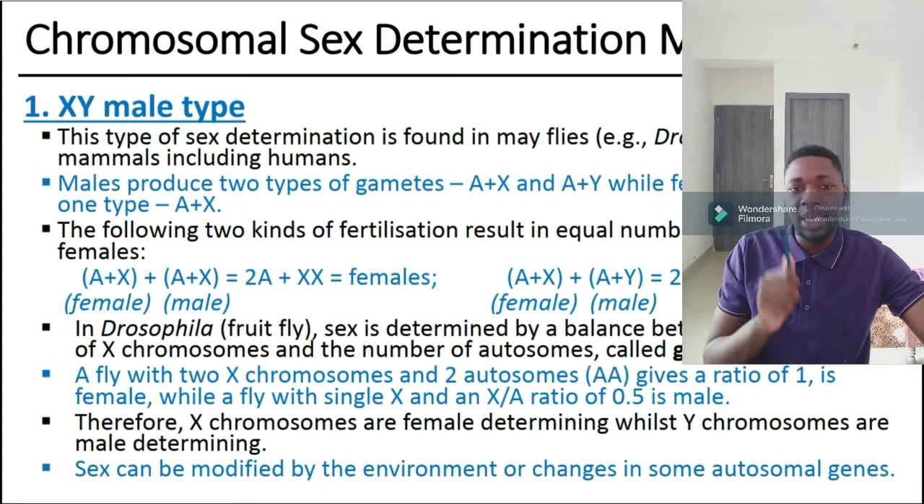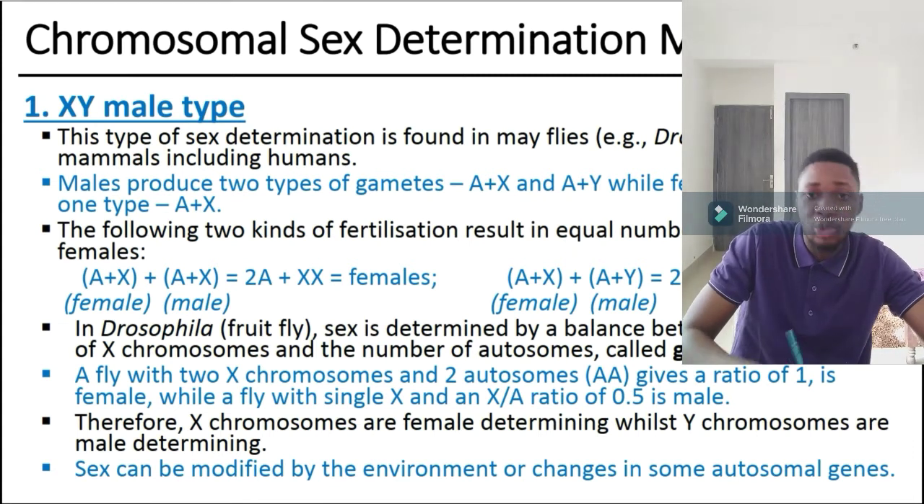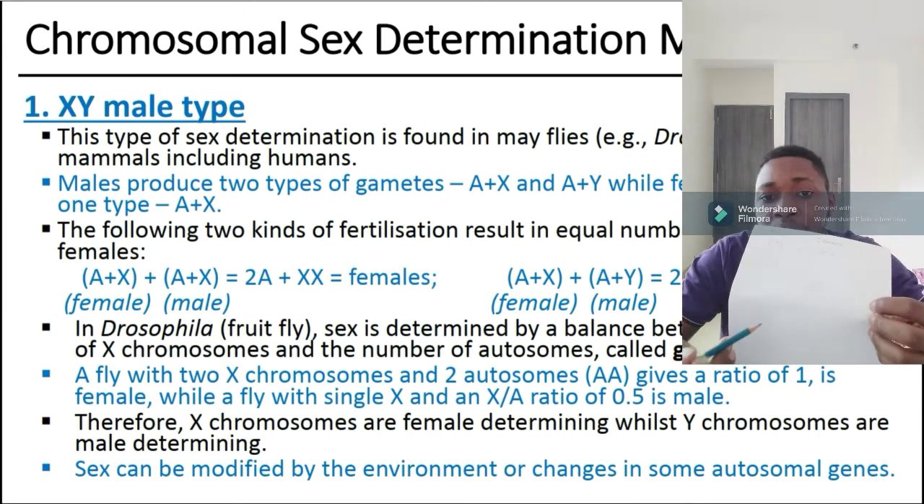So number one, we have XY male type. When we are talking about the XY male type, in human beings, XY symbolizes men. When I say men, I mean males, M-A-L-E. That is represented by XY chromosomes. This type of sex determination is found in many flies and most mammals, including humans. So whenever you see the XY chromosomes, we are simply talking about the males.